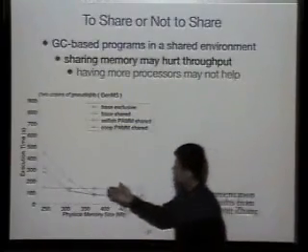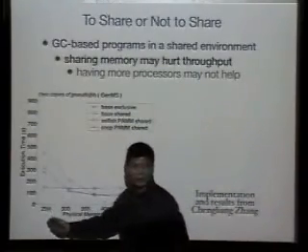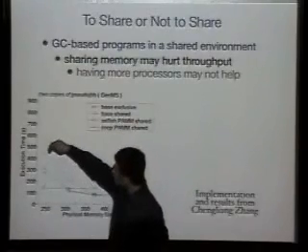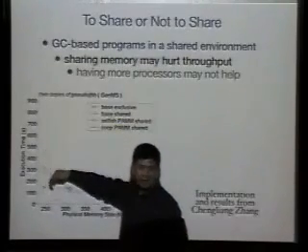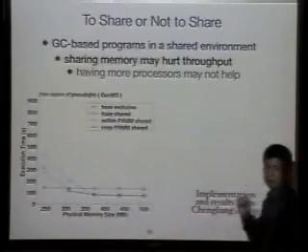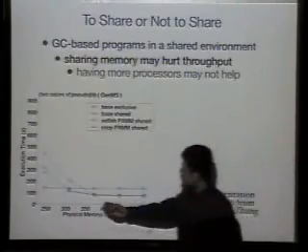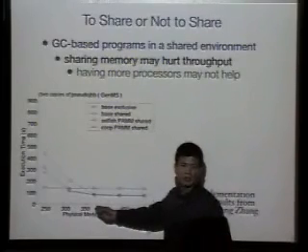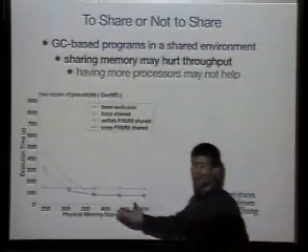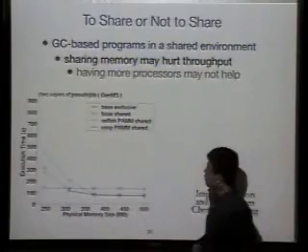And then if we share the memory, depending on how much memory we have to share, if it's here, we see that the parallel execution actually is a lot slower in terms of throughput. And then at this point, we have enough memory to share to actually benefit from parallel execution in terms of the throughput.